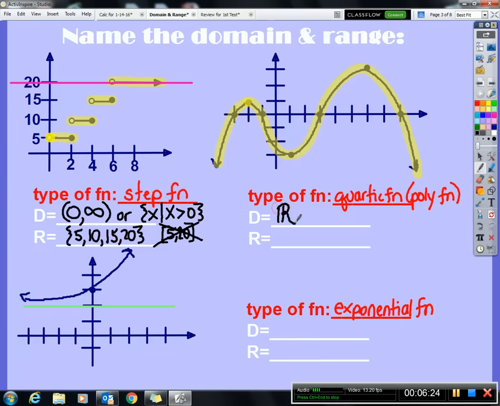Now, another thing you could do, if you like the interval notation, is you could say negative infinity to positive infinity. But what I'm listing first would be my natural tendency as to how I would answer it.